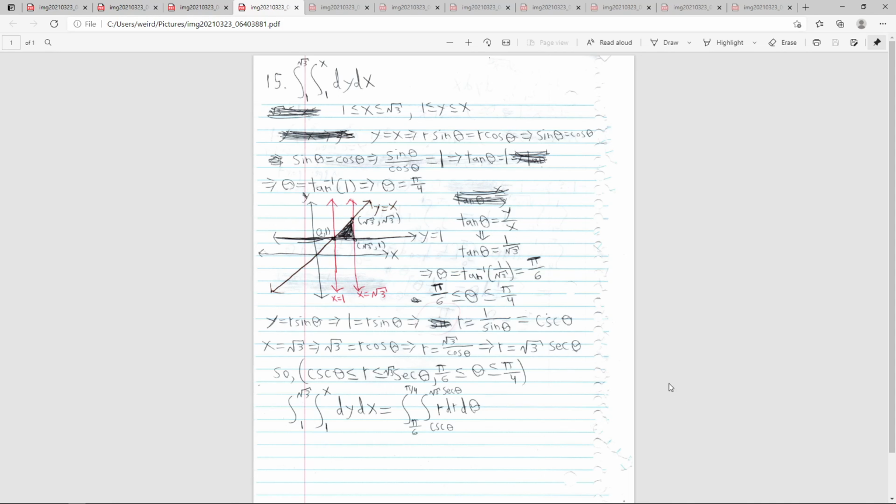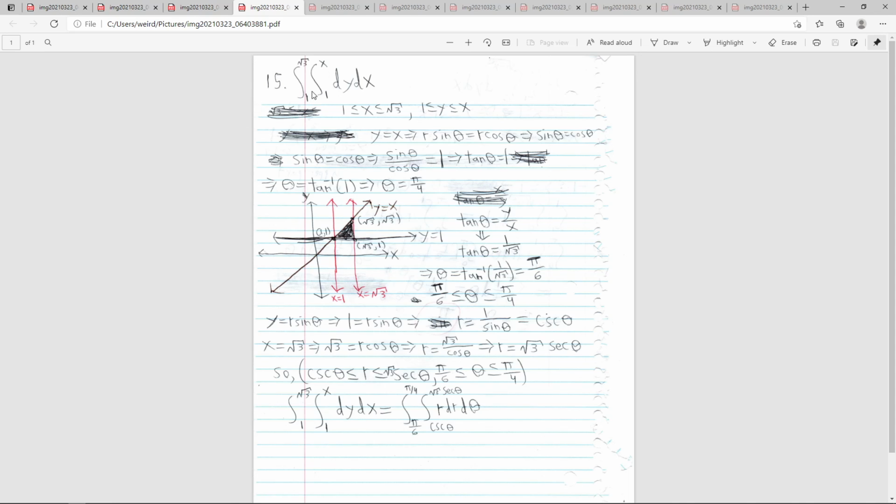The actual integration steps can be simple at times, and they can also be more messy. But generally speaking, when you use polar coordinates, you're usually going to have an easier time than if you use the original rectangular coordinates.